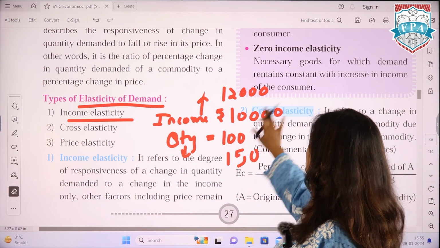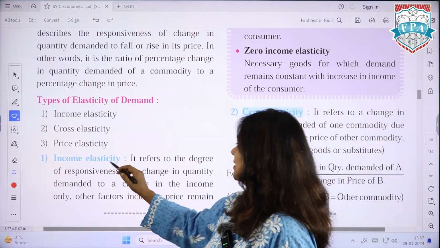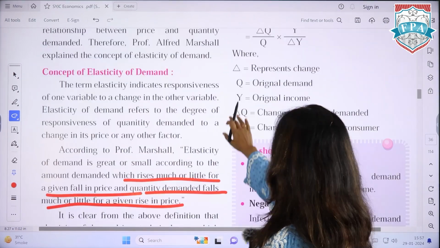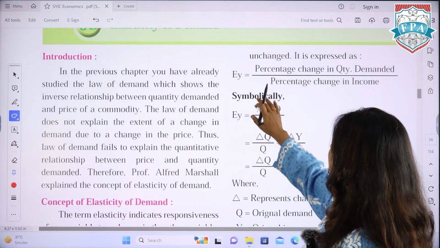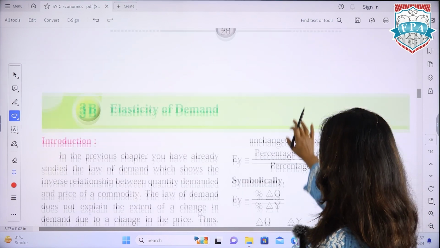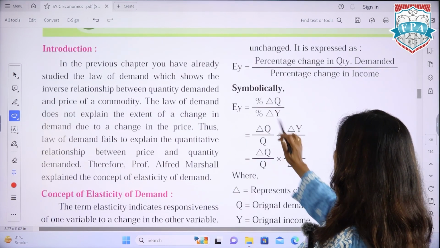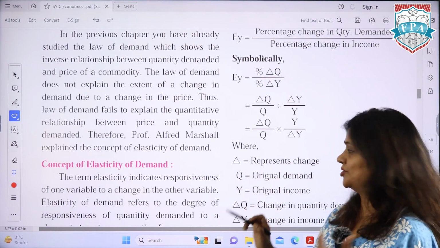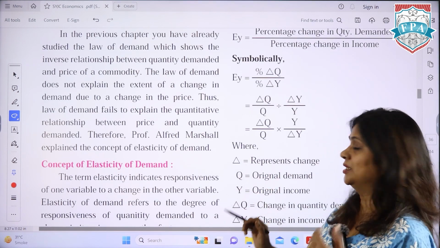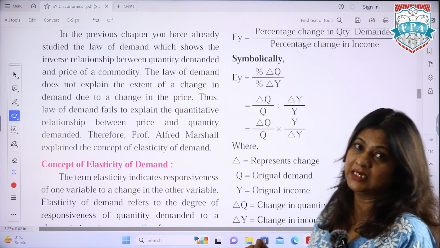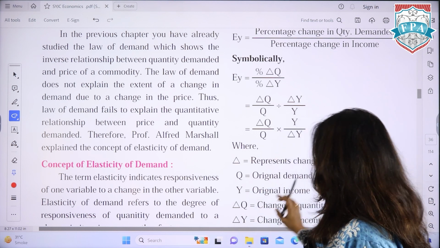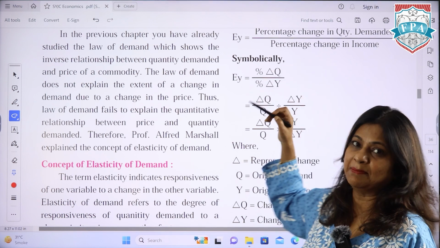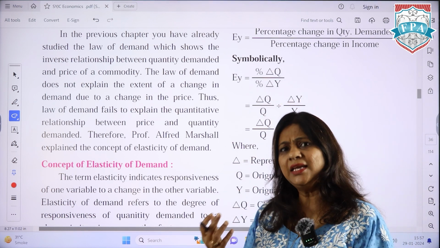Let me rub the board. So this is income elasticity. Now look at it. They are trying to explain this to you. This triangle is the change. Q is the original demand. Y is income, right?